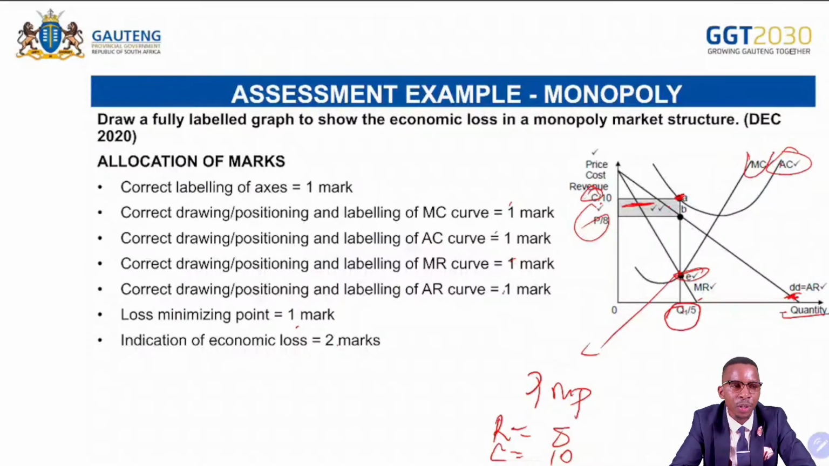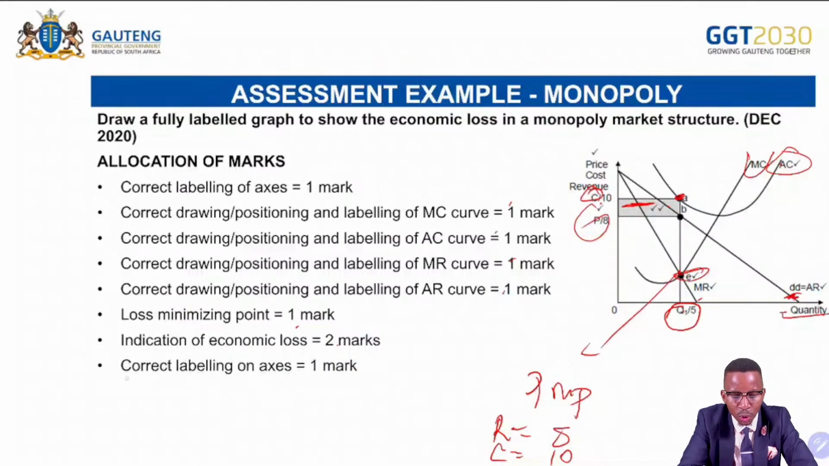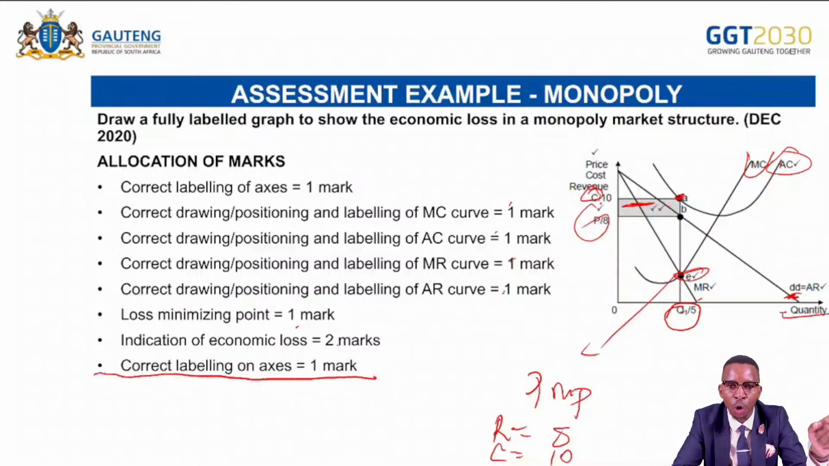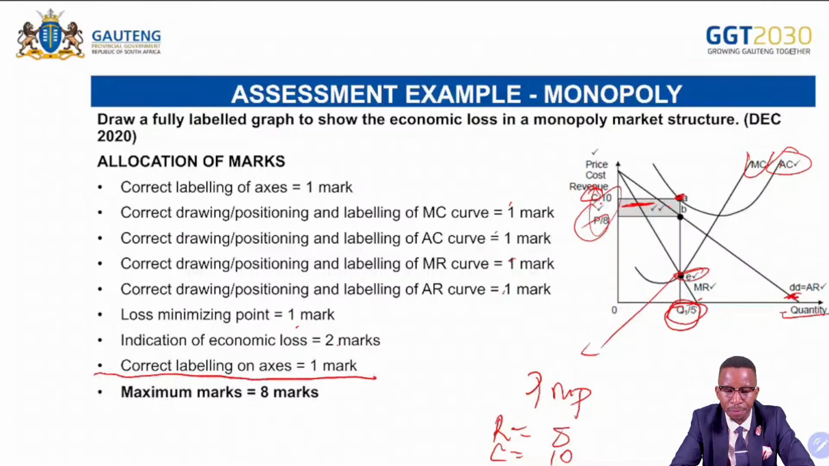So it is very important for you to indicate such if you are given a chance to draw the graph. And then also correct labeling on axis. Remember, there is labeling of axis and labeling on axis. If you are labeling on axis, that means you are putting numbers there where they are supposed to be. So it is very important also for you to know those things. They are worth marks if you are given the graph. So the maximum for this was only 8 marks.